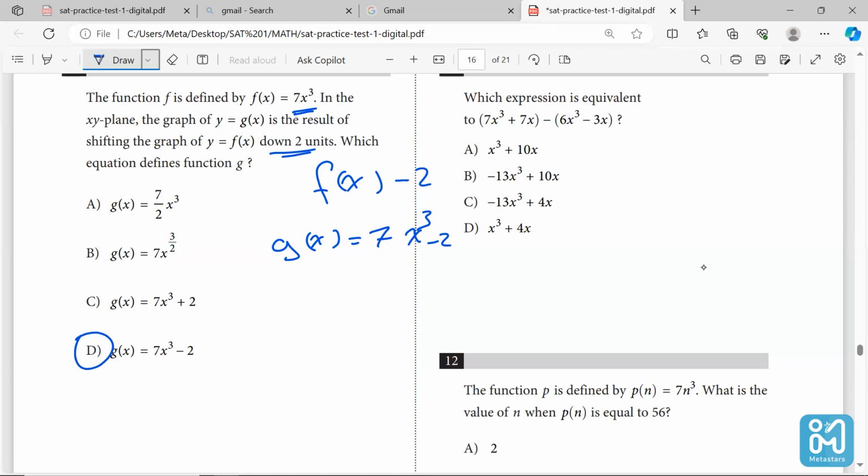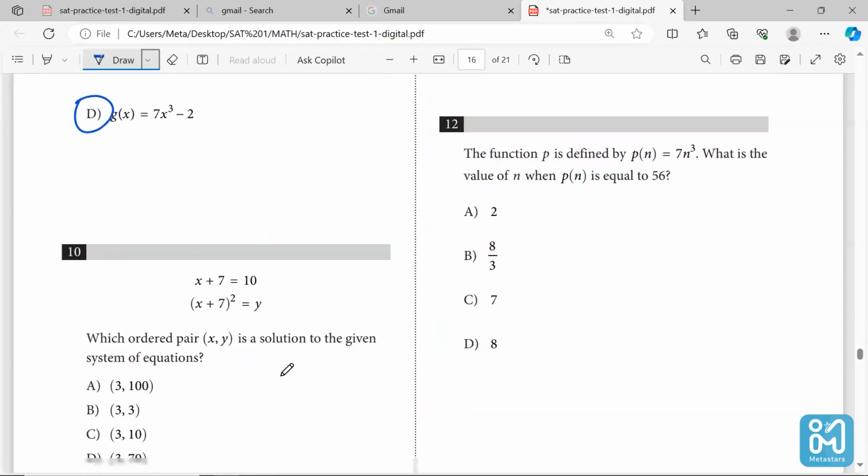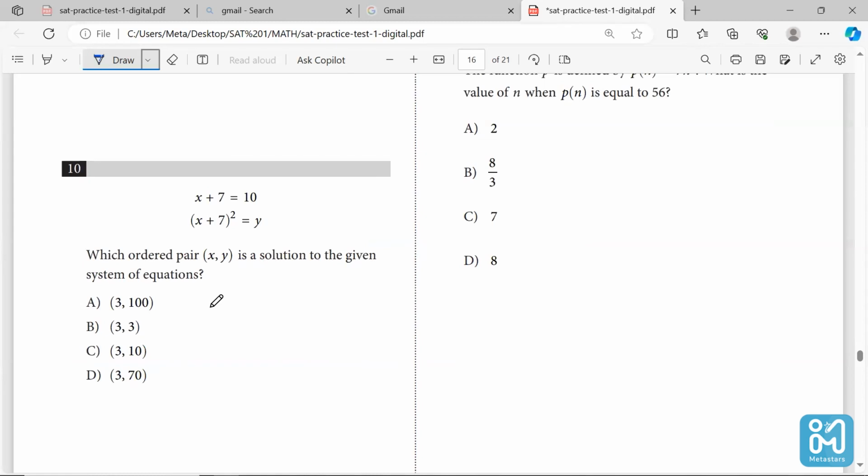If you remember the rules that I gave you and told you to take a screenshot, I hope you took this screenshot. It's going to help us a lot. I'm done with question 9. Let's talk about question 10.